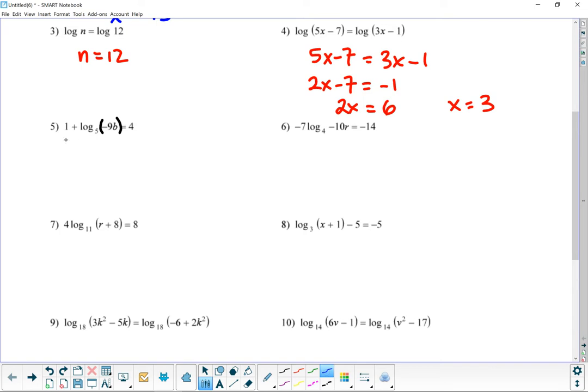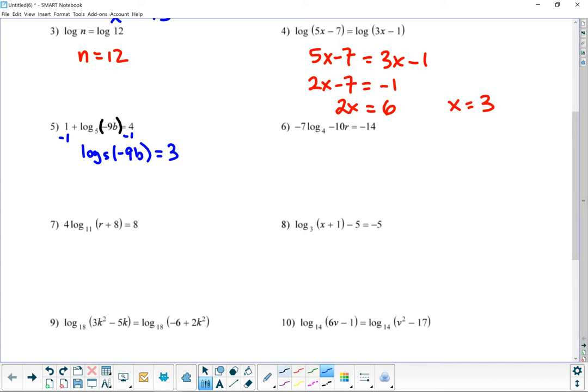So in this case, I'm going to subtract 1 first. This time I'm going to write it down because it is a little bit more complicated. So this is going to be log base 5 of negative 9b is equal to 3.